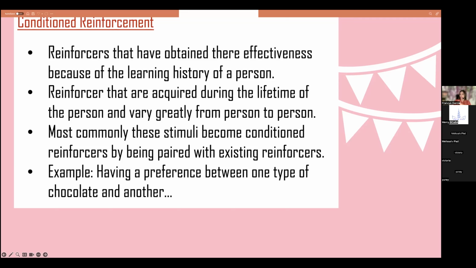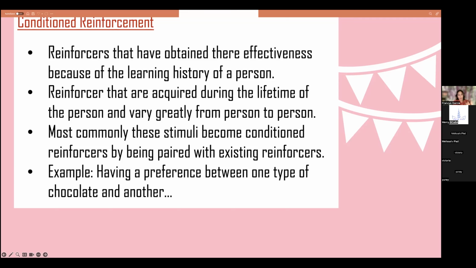But maybe you were conditioned to love Cheerios and that is a great reinforcer for you. So most commonly, these stimuli become conditioned reinforcers by being paired with existing reinforcers. The example I gave was Cheerios, that cereal. It's also paired with an existing reinforcer, like the fact that we eat to survive. It's a pairing of eating to survive, but that specification to Cheerios, because I can eat anything to survive, you just need to eat to survive. That specification of Cheerios is what makes it a conditioned reinforcer.